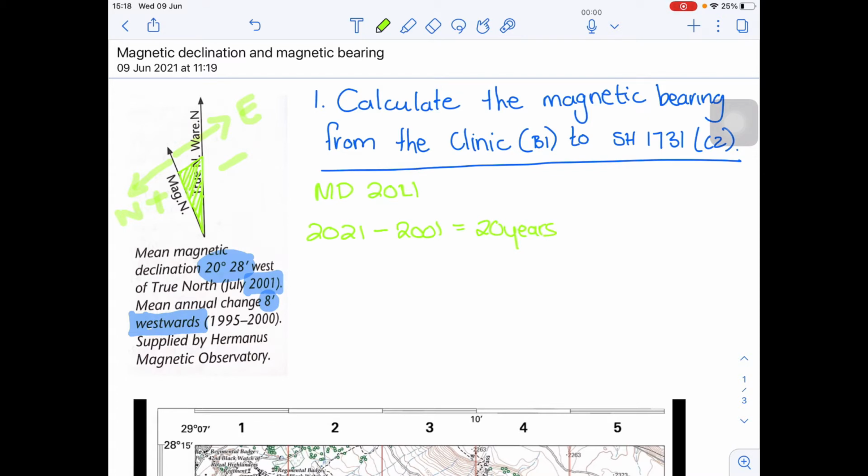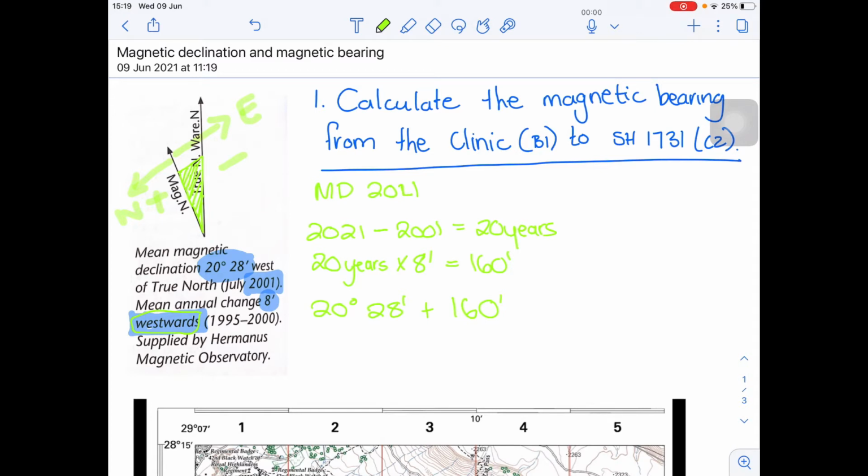Now that I've got the number of years that have passed, I'm going to times that by how much it had actually increased by every year or decreased by, whatever the change is. So 20 years, and I keep using the reference of the unit so that I know what I'm doing. 20 years times the annual change of 8 minutes, and we know that 20 times 8 then gives us 160 minutes. So now I can see, because it's moving westwards, I can take the original size of my angle and I can plus my change over the number of years that have occurred.